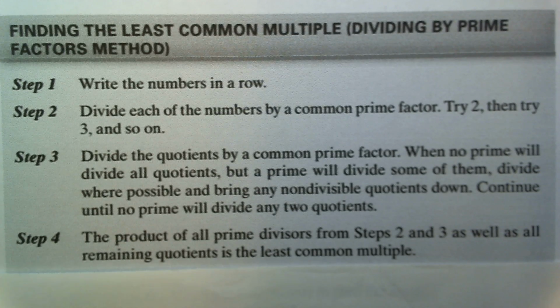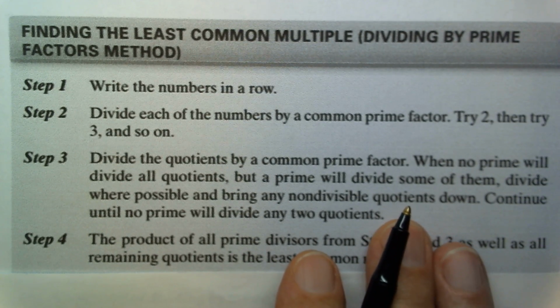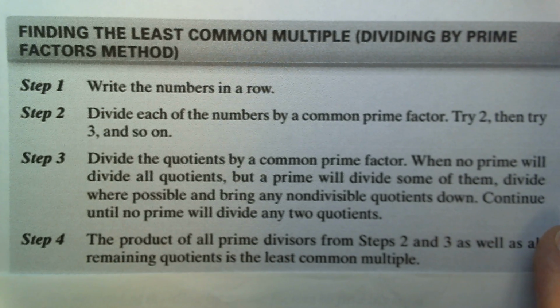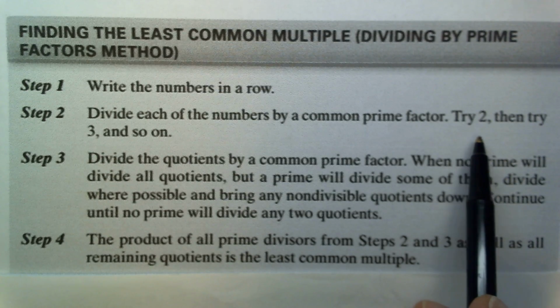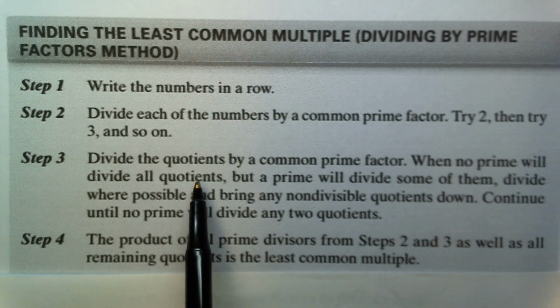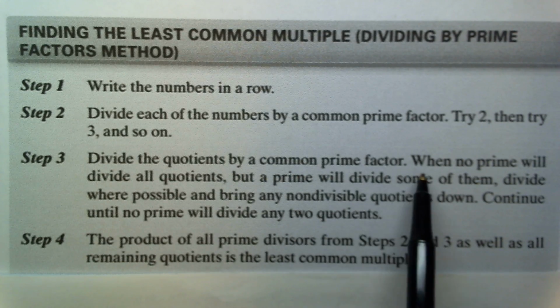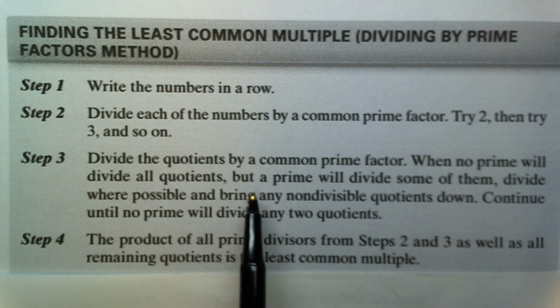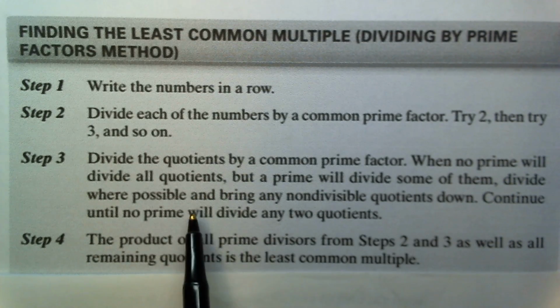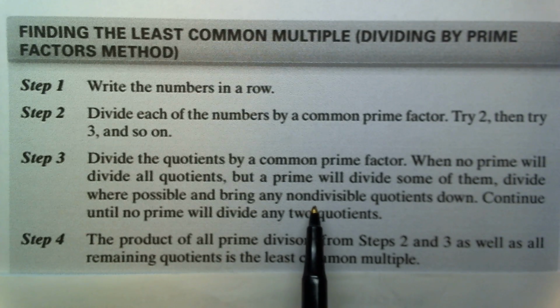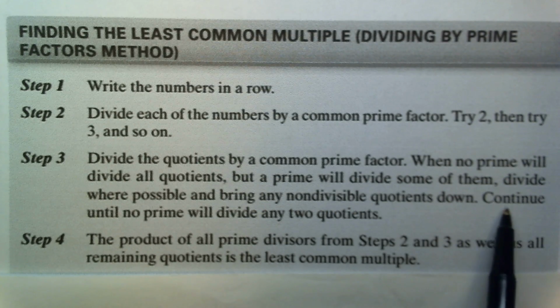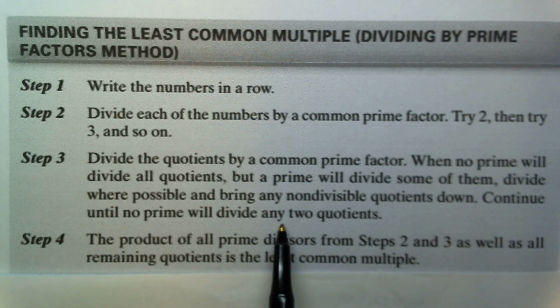The other way of finding the least common multiple of a set of numbers is dividing by the prime factor method. So we write the numbers in a row, and then we divide the numbers by a common prime factor. Try 2 and then 3 and so on, and divide the quotients by a common prime factor. No prime will divide all quotients, but a prime will divide some of them, divide where possible, and bring any non-divisible quotients down. We'll show you how that works. Continue until no prime will divide into any two quotients. And then the product of all prime divisors from steps 2 and 3, as well as all remaining quotients, is the least common multiple.